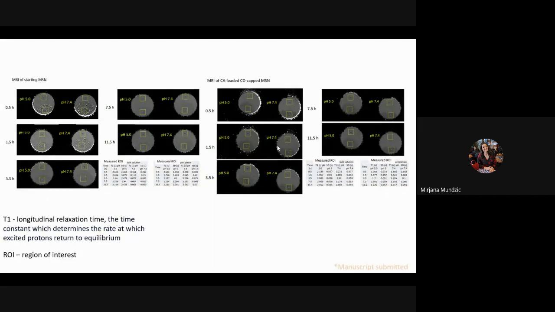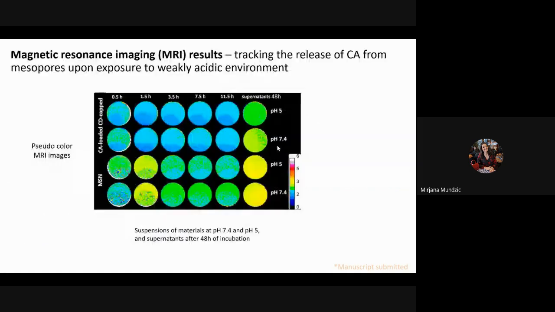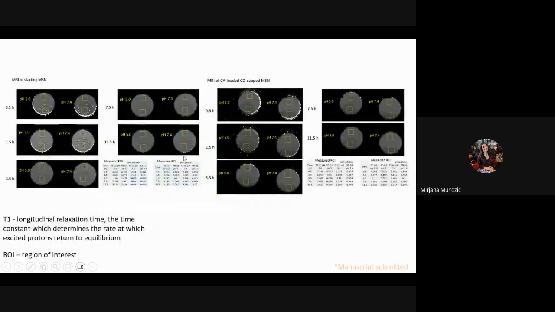We actually took the region of interest. Why did we do that? I have to go back because I forgot to tell you. So this is, for example, the sample, and this is the aggregate of the mesoporous silica nanoparticles. Over time, they do tend to aggregate, and they aggregate at the bottom of this cuvette that we used for the MRI measurements. So this is actually the precipitate, and this is the aggregate, let's call it like that.